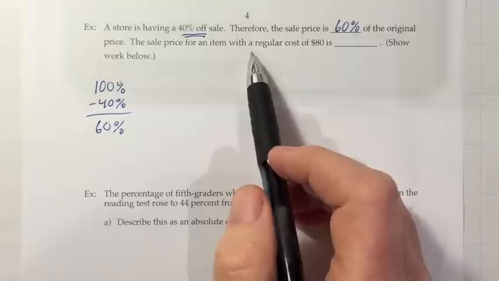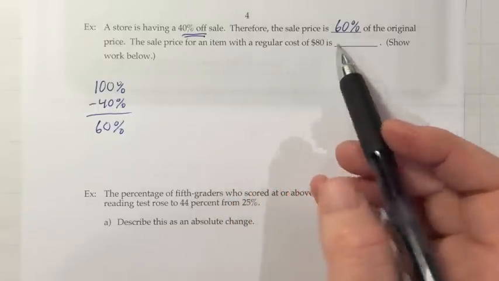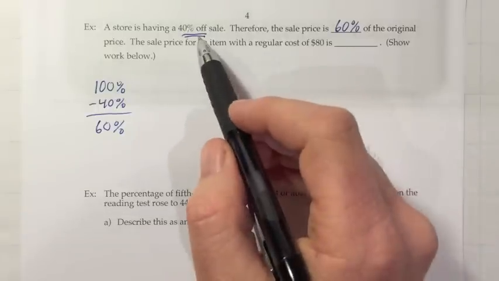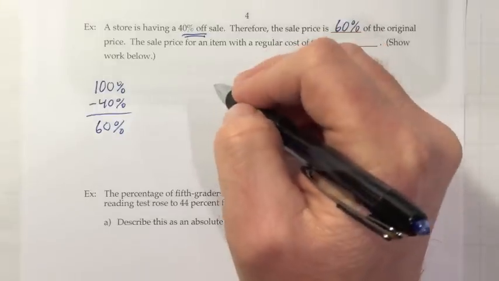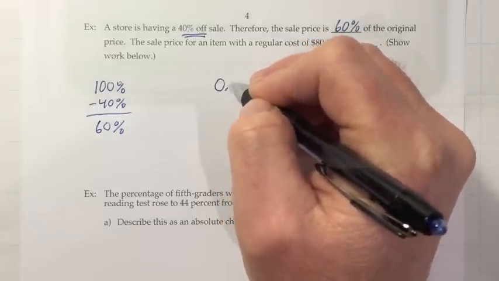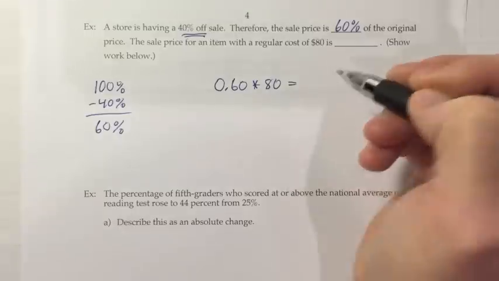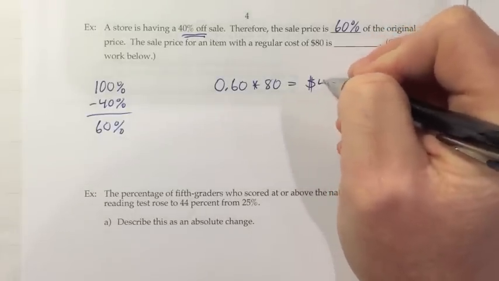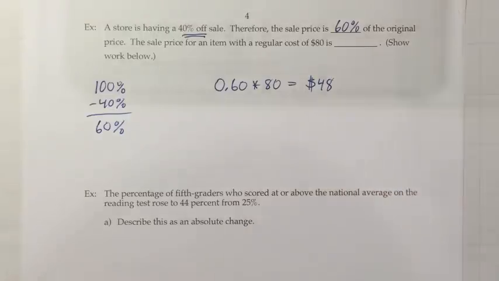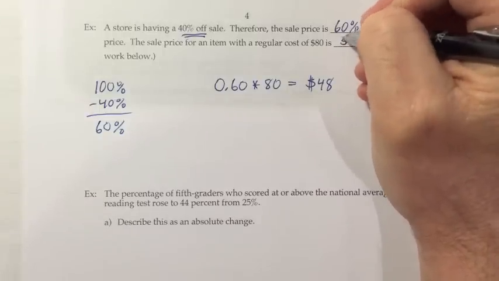The sale price for an item with a regular cost of $80 is what? So the quick way to do that would be to say 40% off is the same as 60% of 80, and 60% of 80 would be 0.60 times 80. And if we multiply that out by hand or on the calculator, we get 48 or $48. And that would be a quick way to compute the sale price. So the sale price is $48.